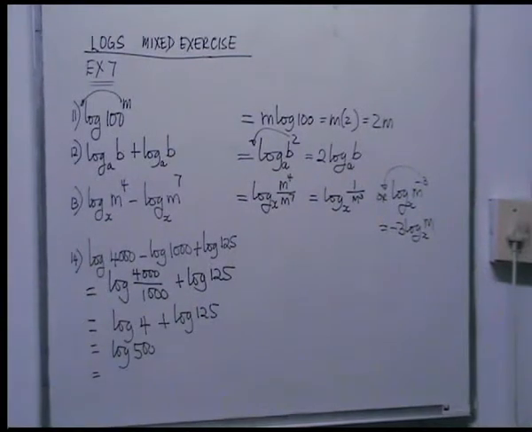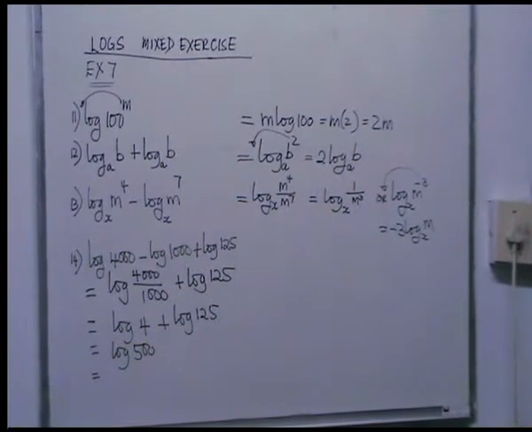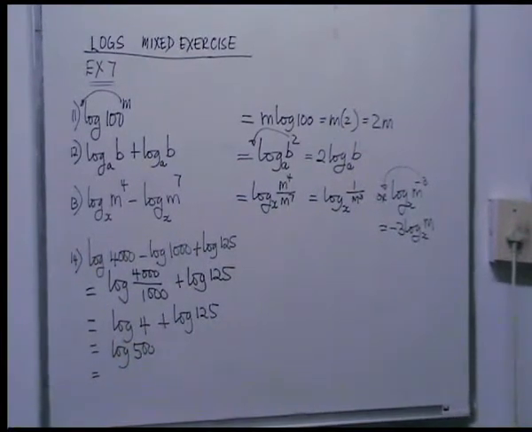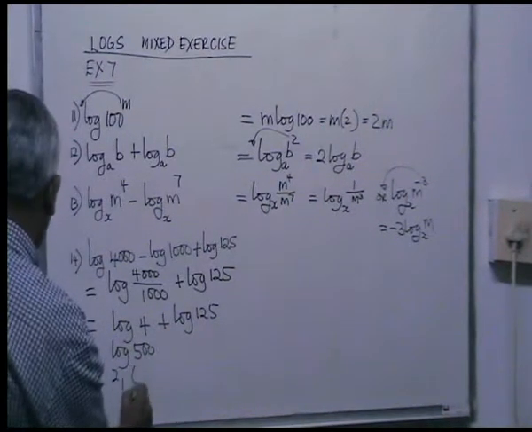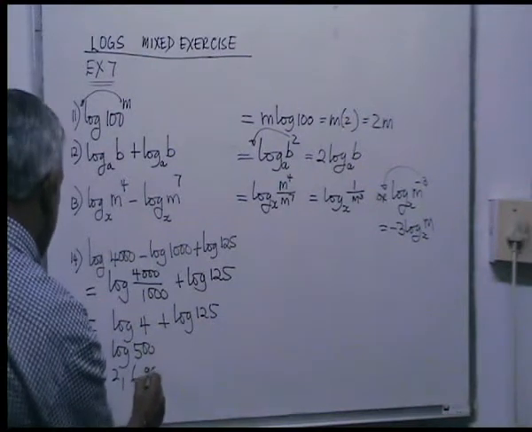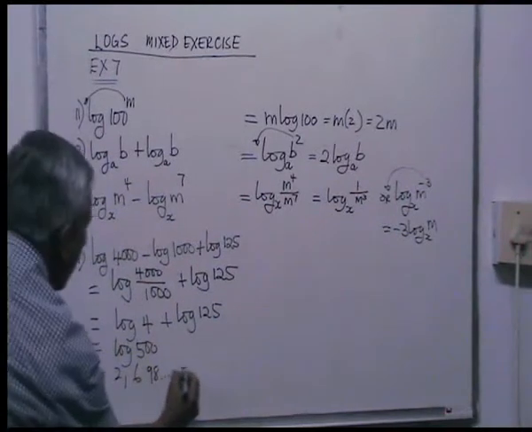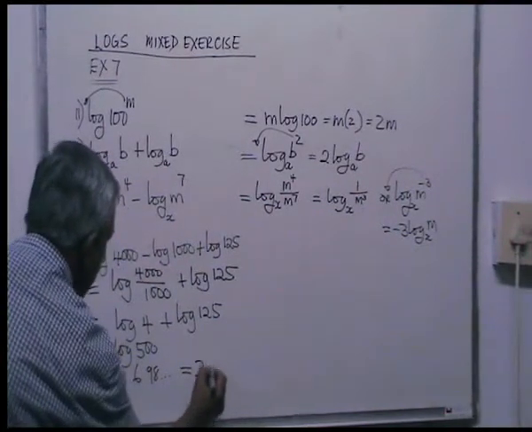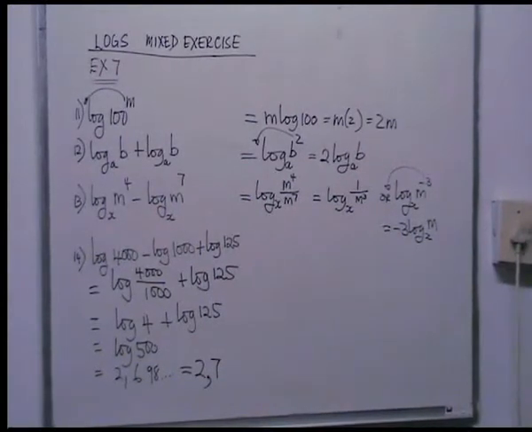Now you can put log of 500 in the calculator and get the answer correct to 1 decimal place. So if you put log 500 in your calculator and press equal to, you will get the answer 2.698, etc. It's rounded off to 2.7, correct to 1 decimal place.